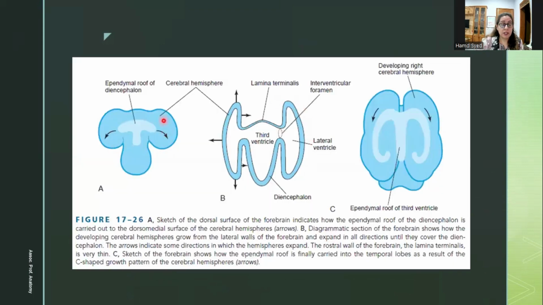So here we can see the expansion of the telencephalon forming the cerebral hemispheres, and this expansion is taking place in all directions. You can see posteriorly, anteriorly, and laterally. And in the midline would be this thin sheet of tissue, which is the lamina terminalis. And here these are the developing cerebral hemispheres.